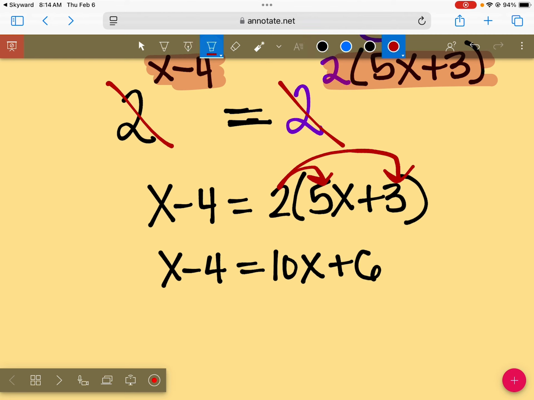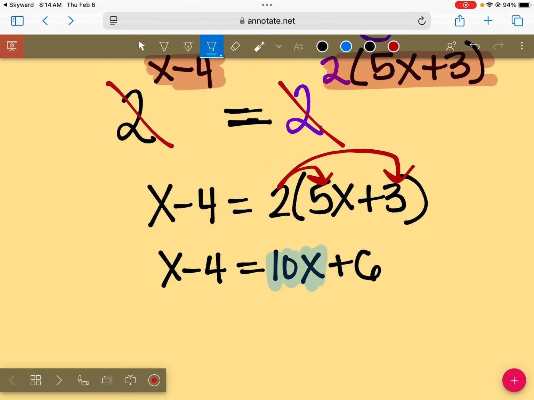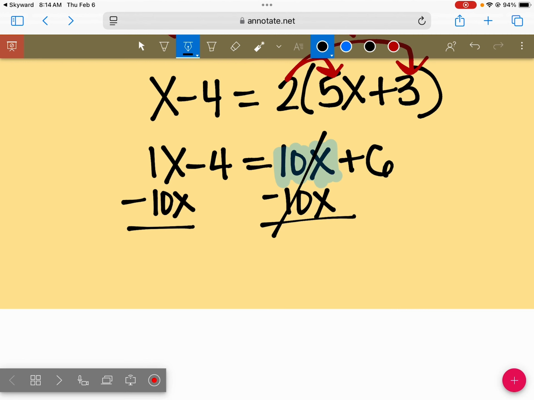So now we need to move our x's over. So this we need to move over. And because it's positive, we're going to subtract it. Remember, there's an invisible 1 right there. So pick up your calculator, take 1 minus 10. 1 minus 10 would be a negative 9.